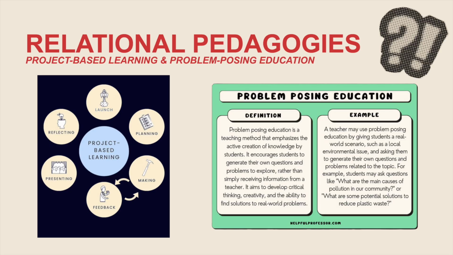It encourages students to generate their own questions and problems to explore rather than simply receiving information. So it also helps to develop their critical thinking, their creativity, and there you can also see an example. If you're looking at local environmental issues as part of a science class, students might have their own questions linked to what are the main causes of pollution in their community, how is climate change impacting their city or the country where they're living in. It also helps to locate the knowledge more for students, they relate to it more.